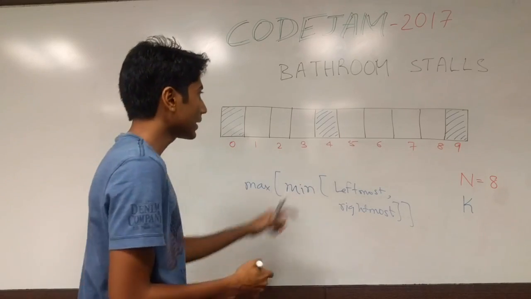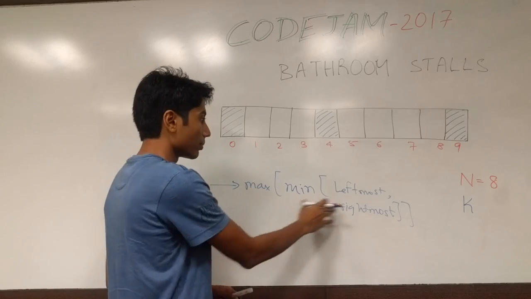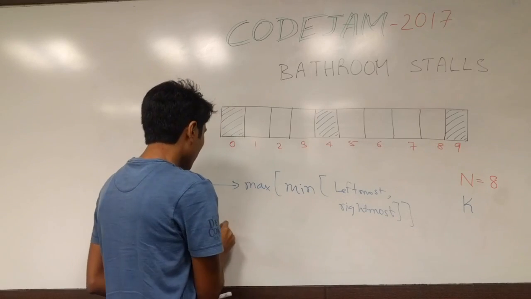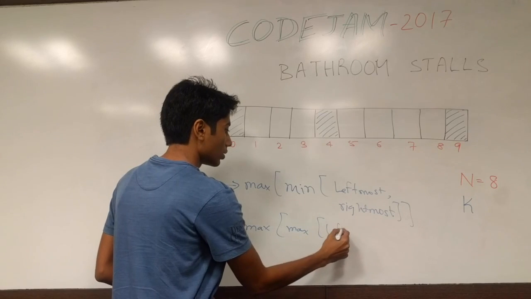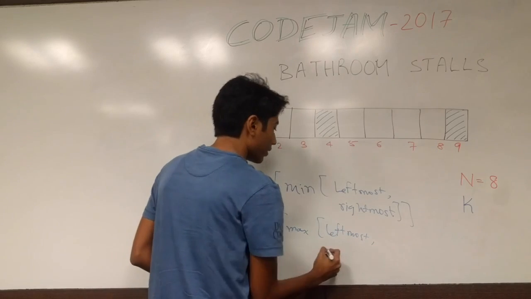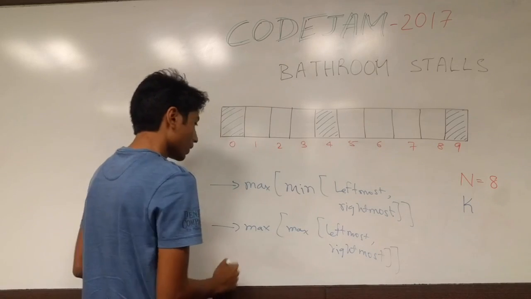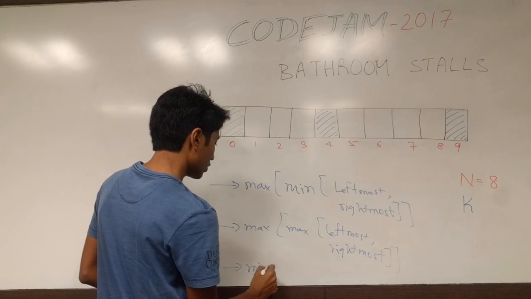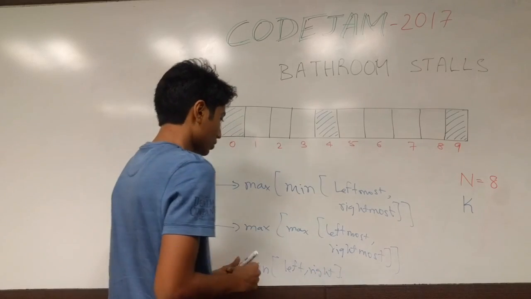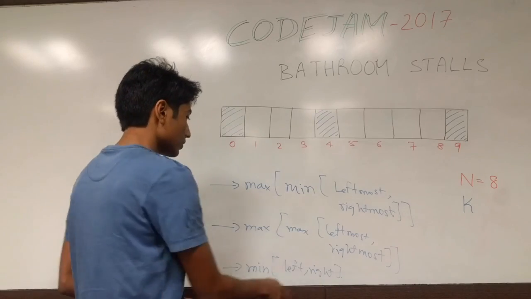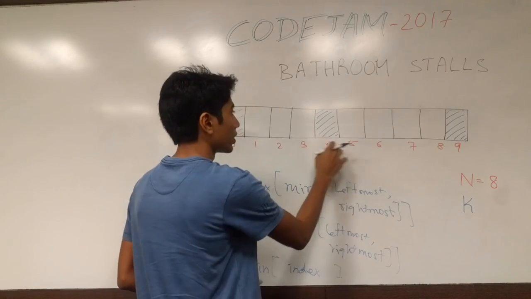And there is another condition in case there is a tie. So this is the first condition, the most important condition: you maximize the minimum among the two. If this is the same, then you maximize the maximum among the two, leftmost and rightmost. So we'll see this condition coming into play in just some time. And the third condition is the minimum among left and right, I mean the minimum index. You want to minimize the index at which you are. That's why we chose 4 instead of 5.